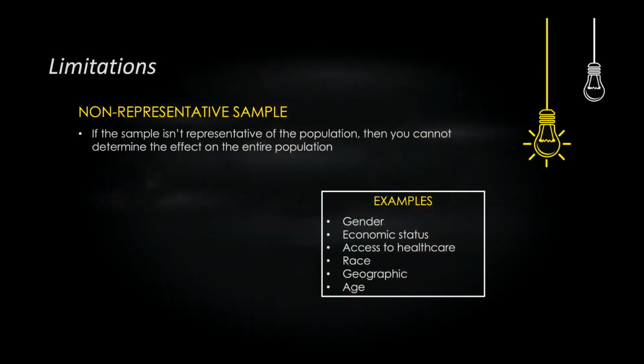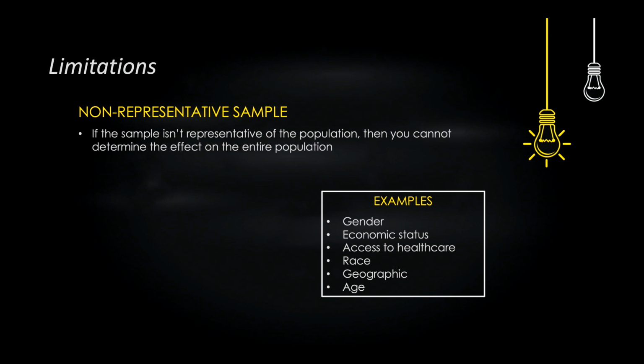Now that we understand that the majority of healthcare research is about taking samples, applying statistical analysis to those samples, and making an estimate for the entire population on average, let's take a look at a couple of the limitations. The first is a non-representative sample. What if the sample isn't representative of the population? Then you can't really make a determination of the effect on the entire population. Some examples that we see are gender, economic status, access to healthcare, race and geographic location, and age. Age is one of the big ones.